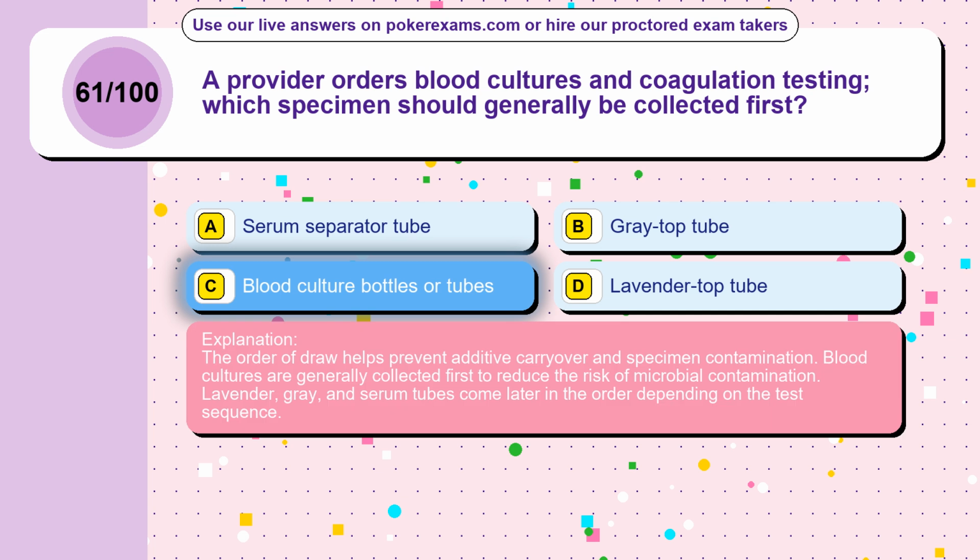The order of draw helps prevent additive carryover and specimen contamination. Blood cultures are generally collected first to reduce the risk of microbial contamination. Lavender, gray, and serum tubes come later in the order depending on the test sequence.